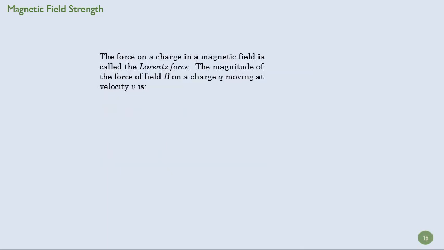The force on a charge in a magnetic field is called the Lorentz force. And the magnitude of that force on a charge q moving at velocity v is this guy. So this is Lorentz's equation. Notice that v, right? If your charge isn't moving, then there's no force. There's no Lorentz force. If your particle doesn't have a charge, there's no Lorentz force. Okay, and then obviously if there's no magnetic field, there's no Lorentz force.